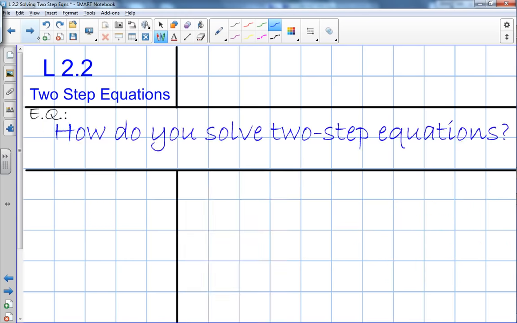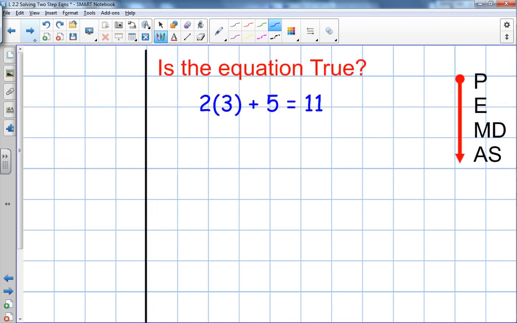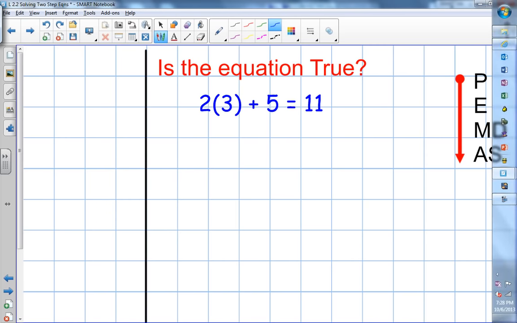Okay, so if you set your Cornell note paper up, you should have come up with an essential question like this: how do you solve two-step equations? Very straightforward. Add the words "how do you" in front of the learning target, and you have your essential question. Now for a few seconds, I want you to just put your pencil down and watch and listen. And if you need to pause and let it sink in a little bit, you can do that. But this is just review.